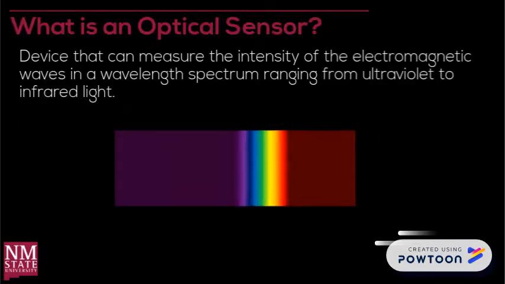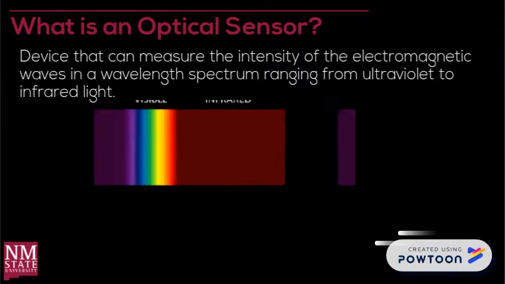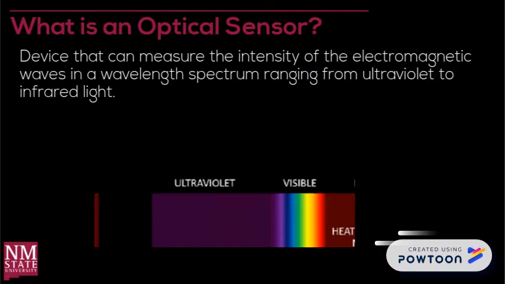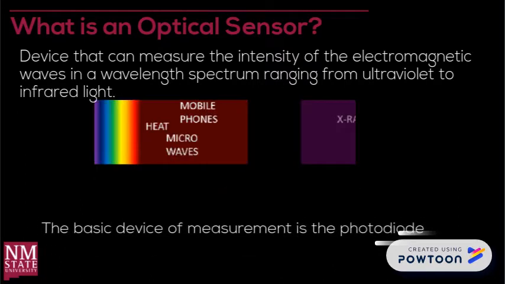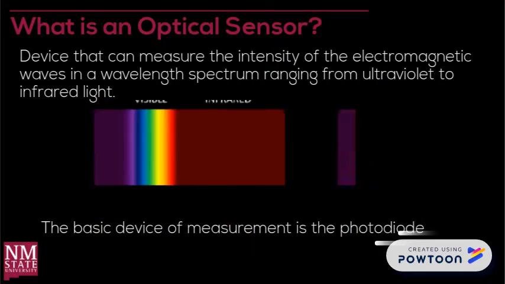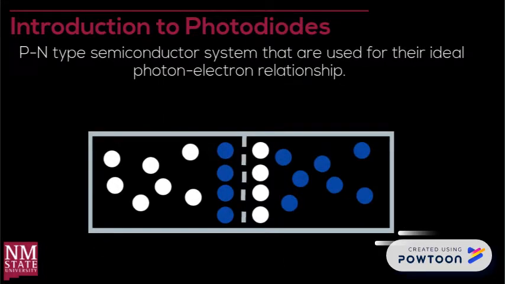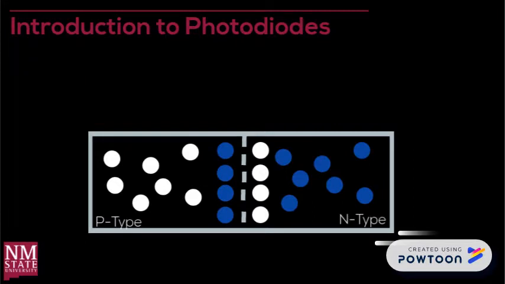An optical sensor is a device designed to measure the electromagnetic waves in a wavelength spectrum ranging from UV light to infrared. The basic configuration of optical sensors relies on photodiodes. A photodiode refers to a p-n-type semiconductor system used for its ideal photon-electron relationship. These semiconductors are termed p-n-type because of their p-n junction. This junction serves as a barrier to electron flow.